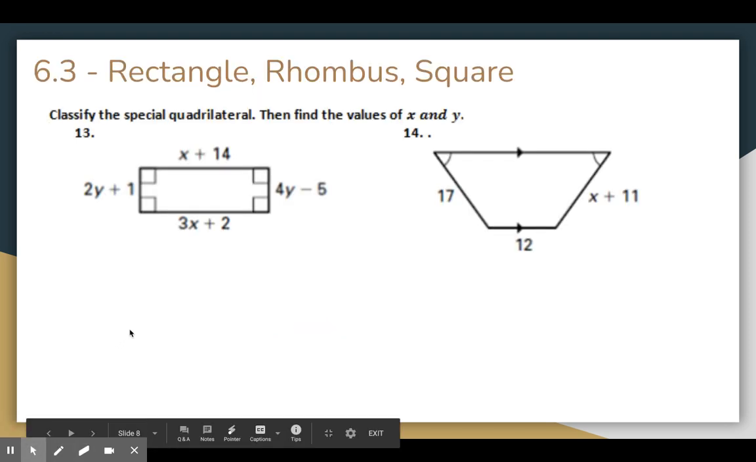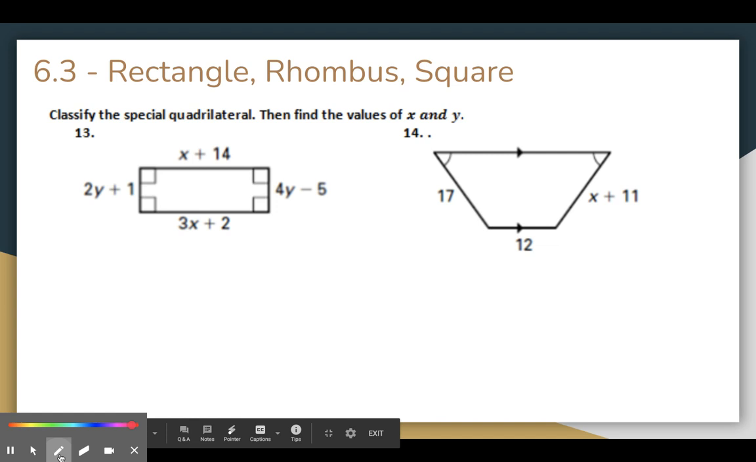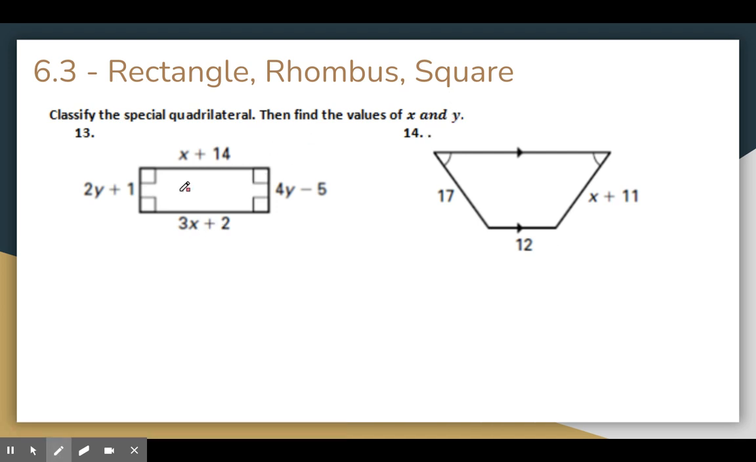Okay, rectangle, rhombus, and squares. Obviously, this is not one of those. It just got put into the wrong slide. It's all the same. It's all good. Classify the special quadrilateral, then find the values of x and y, right? So we see that we have 4 right angles. We see that this is definitely not a square. So this here would be a rectangle.